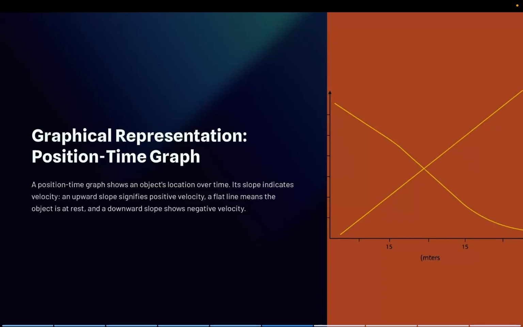But when the graph shows a downward slope, that means it's showing a negative velocity. That means the speed is just decreasing.